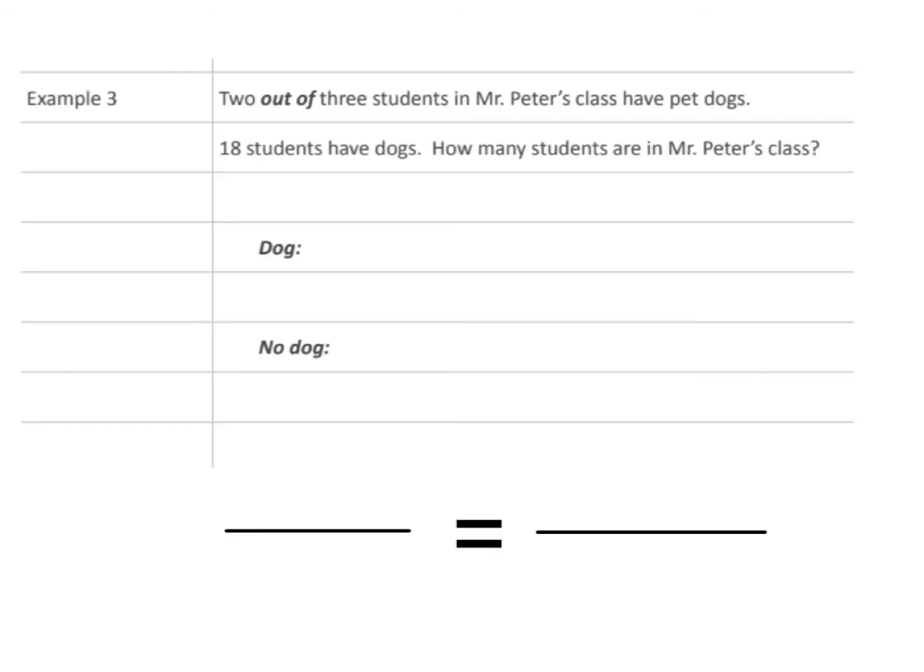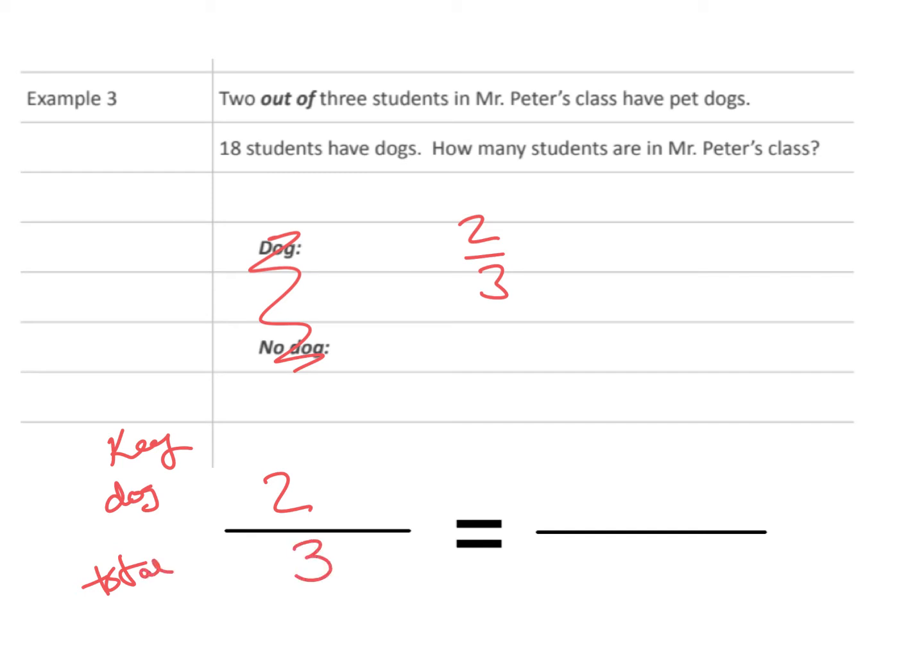So 2 out of 3 students in Mr. Peters' class have pet dogs. So again, I'm going to not use this part. I'm going to put the key down here next to the ratio, next to the proportion. So 2 out of 3 have dogs. So 2, these are the ones that have dogs, 2 on top. And total goes on the bottom because it's 2 out of every 3 students. So the total goes on the bottom. We're going to put 3.